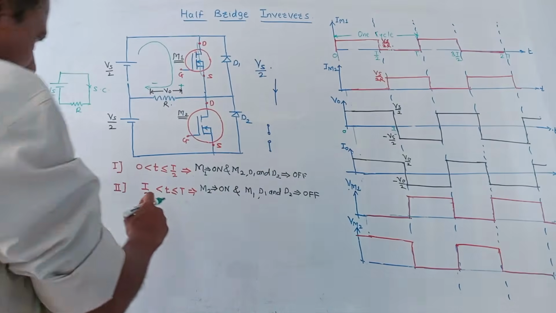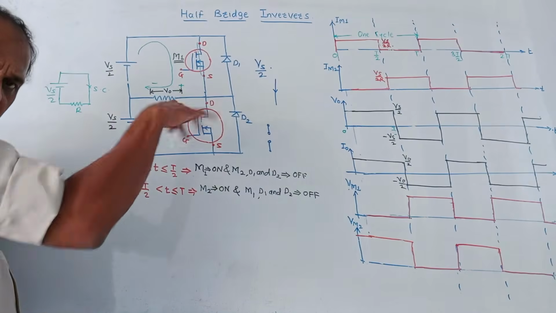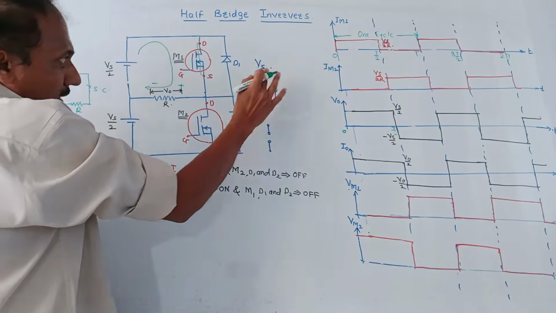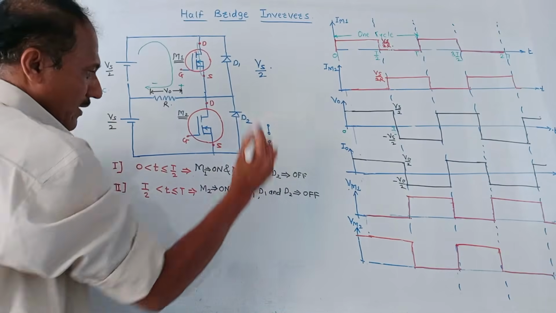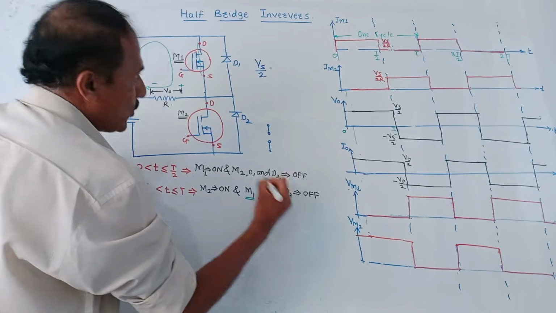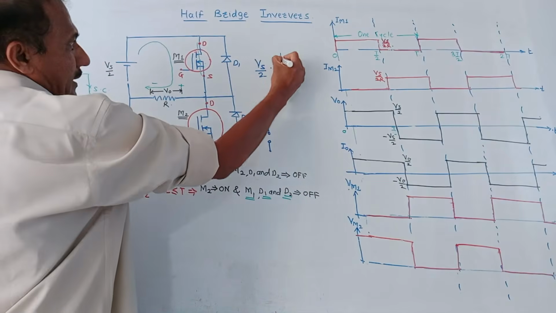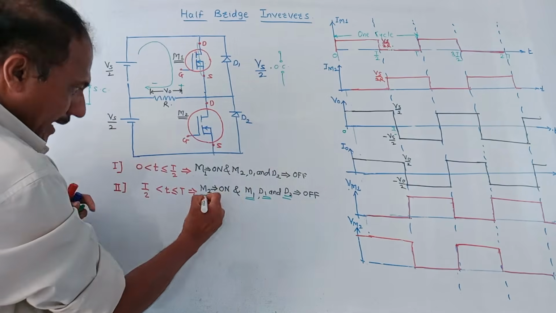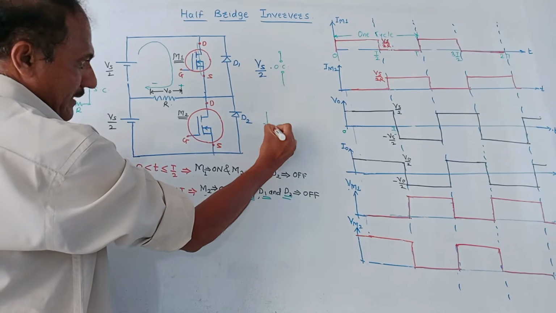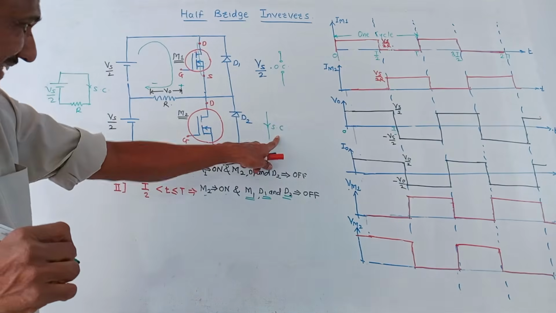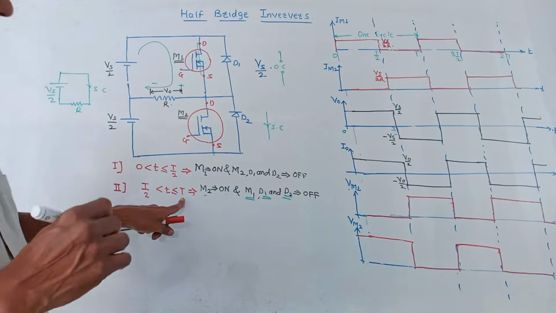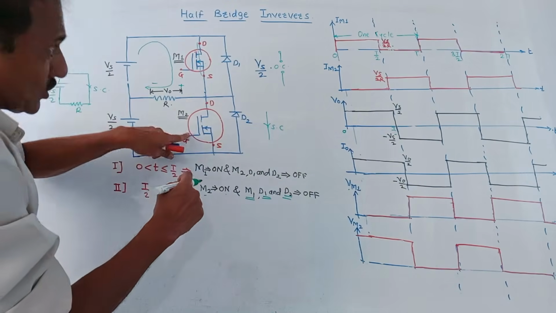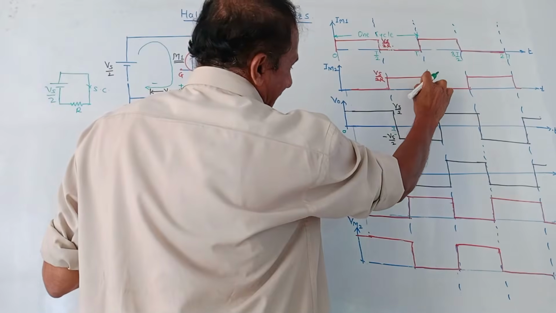Now the next interval, T by 2 to T. In this interval, the reverse case takes place. That means initially M1 was on, now this will be off. So M1, D1 and D2 are off. Since M1 is off, it is represented by an open circuit. Whereas M2 is on, so it is represented by a short circuit. This is the case from T by 2 to T. So in this case, M2 is on, so the corresponding current will be IM2 like this.